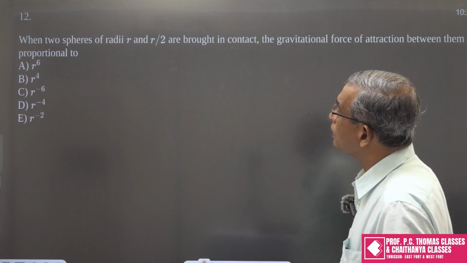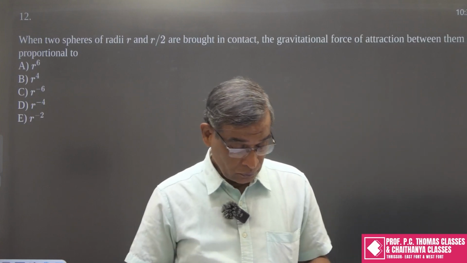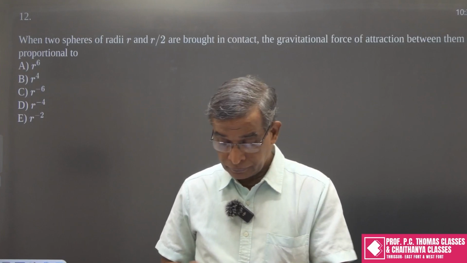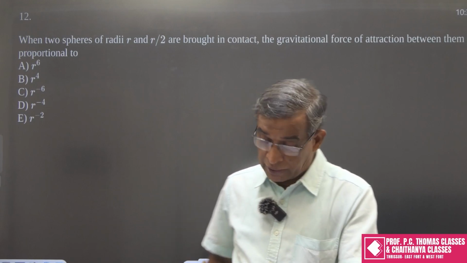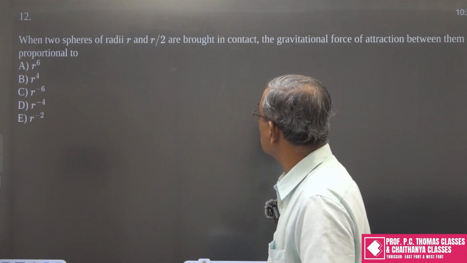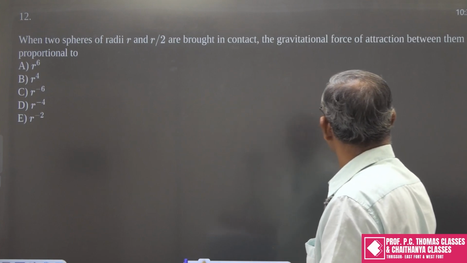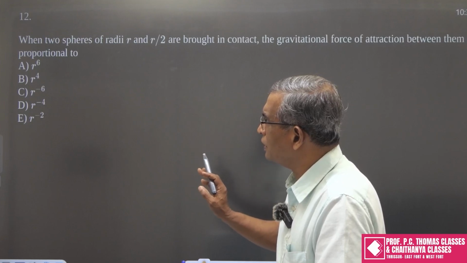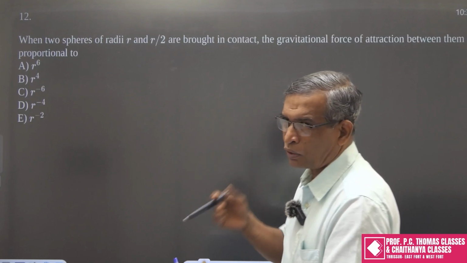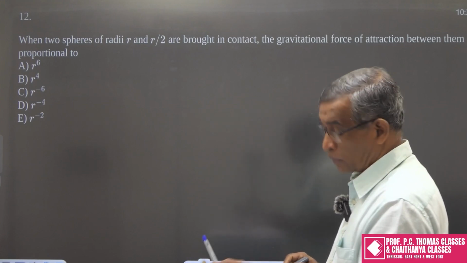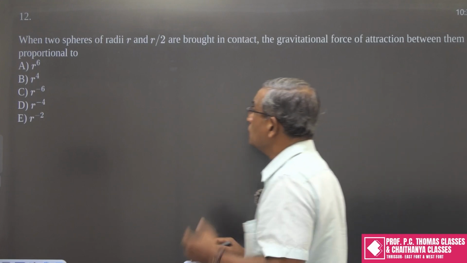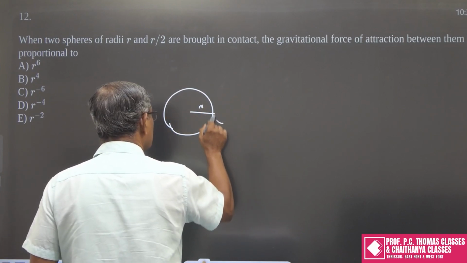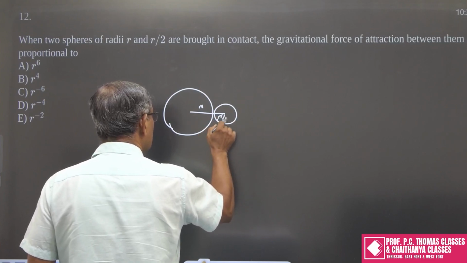Two spheres of radii r and r by 2 are brought in contact. The gravitational force of attraction between them is proportional to what? Now, what the problem says is two spheres: this is a sphere of radius r, and this is a sphere of radius r by 2, put in contact.